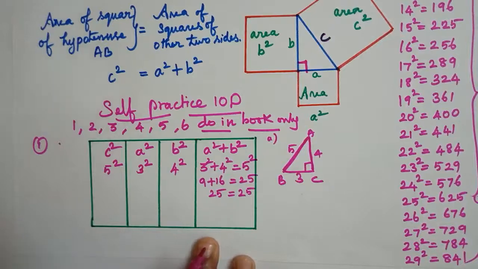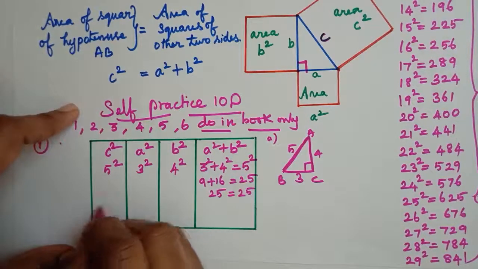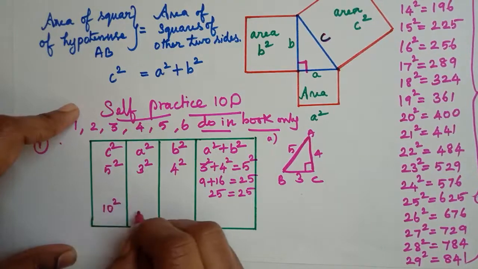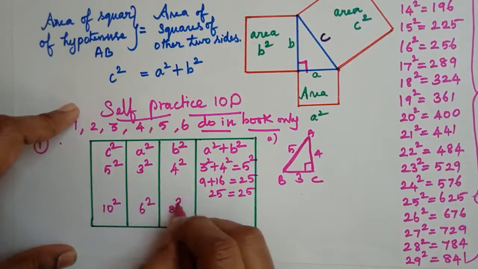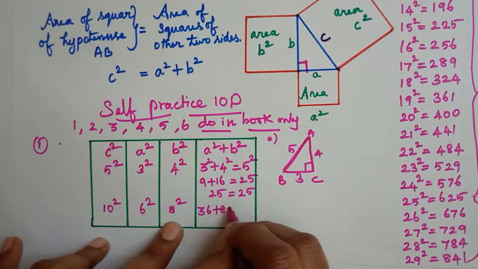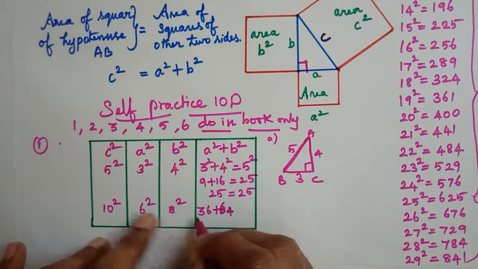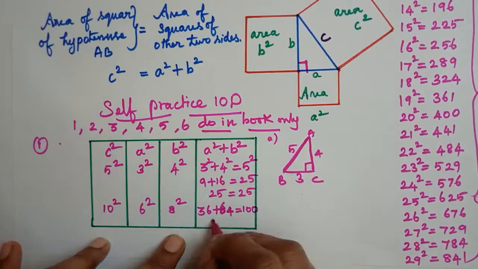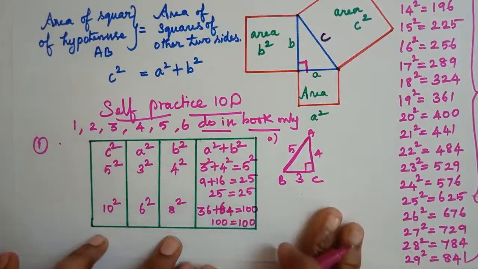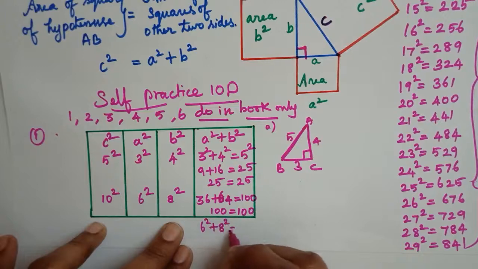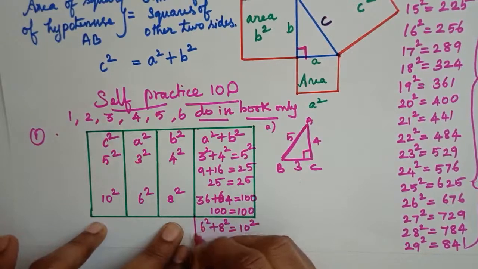Then the second subdivision, 8, 6, 10. How do you write it? First you should write the biggest side, the hypotenuse. So that is 10 squared. Then here 6 squared, 8 squared. So that is 36 plus 64. Sorry, students, 6 into 6 is 36, 8 into 8 is 64. That is equal to 10 squared, 100. So 100 is equal to 100. Or otherwise you should write 6 squared plus 8 squared is equal to 10 squared. You should write like this.